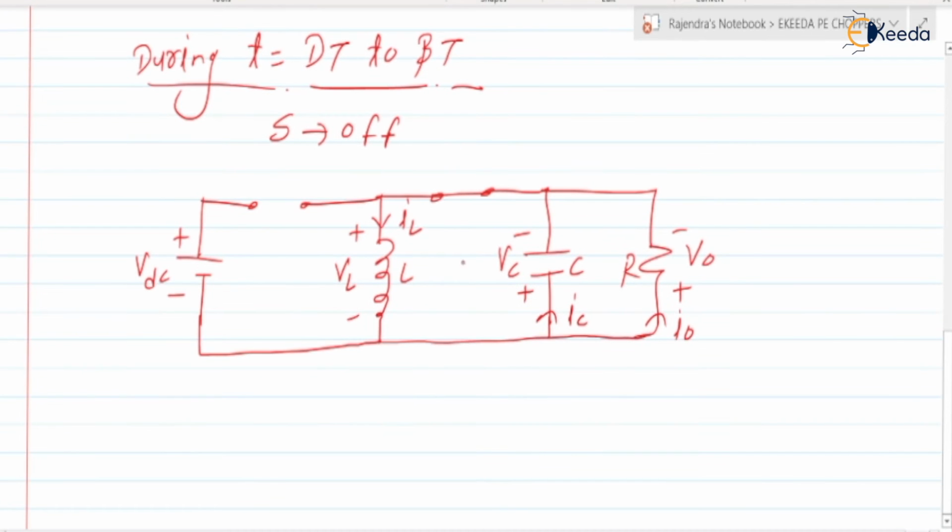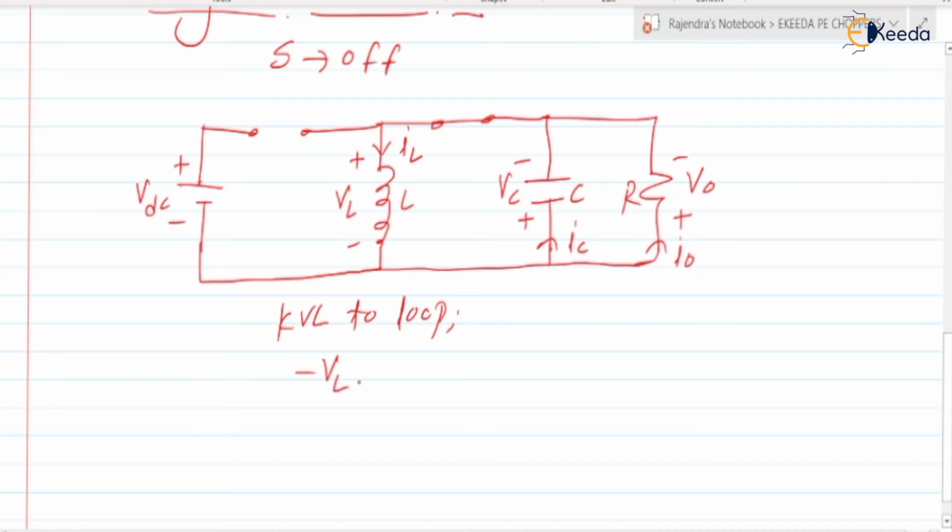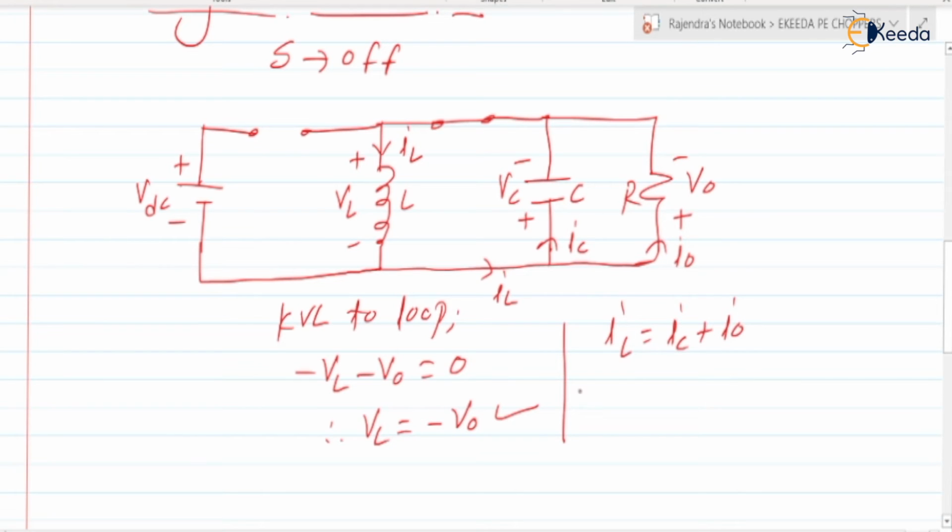Now if we apply KVL to the loop of L and load, we can write minus VL minus V0 is equal to 0. Therefore VL is equal to minus V0. Next, what is IC? This is IL, so this is also IL. We can write IL is equal to IC plus I0. Therefore IC is equal to IL minus I0.